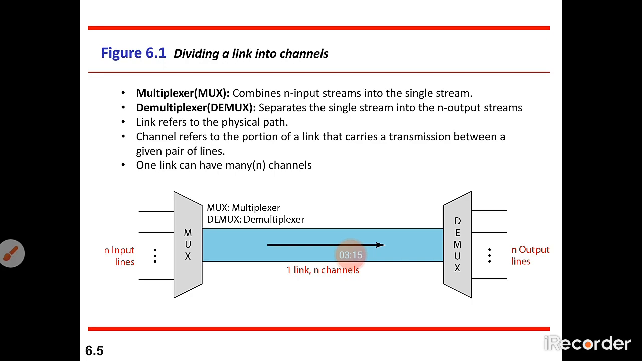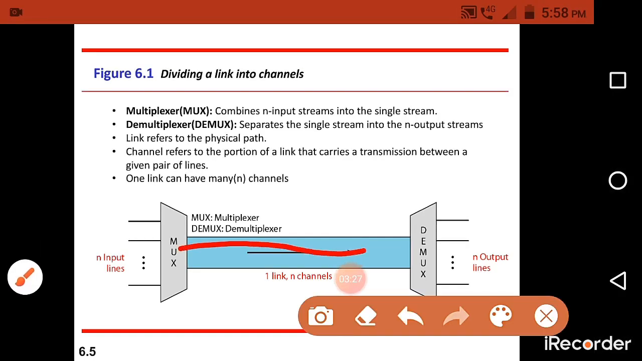And here, a link is what? It is one physical path between two devices. And a channel is a portion of the link. There are many portions present within that particular link, one portion, second portion, and each portion we call a channel. So one link can have many channels. That is why one link is divided into many channels. So this is the basic concept of multiplexing and demultiplexing.